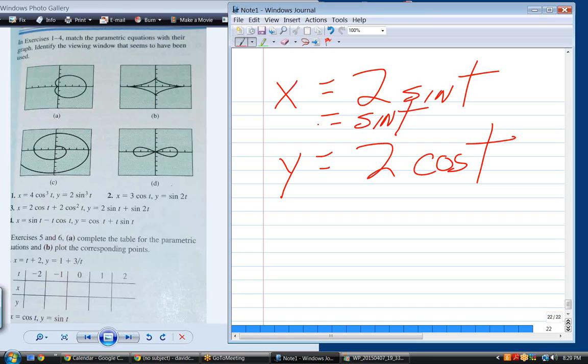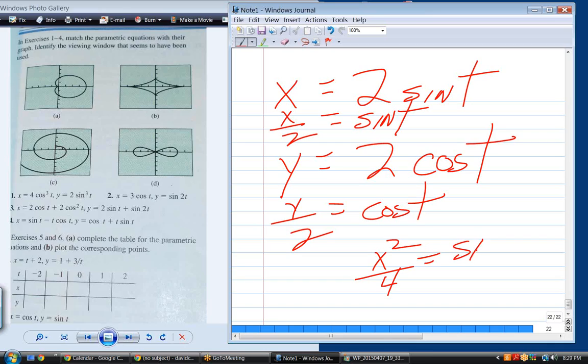and circles. If x equals 2 sine t, then sine t is equal to x over 2. And if y equals 2 cosine t, then cosine t equals y over 2. Now square both sides of both equations. And I get x squared over 4 equals sine squared of t. And I get y squared over 4 equals cosine squared of t. And that's the step that's not obvious at all until you've done a few of these.